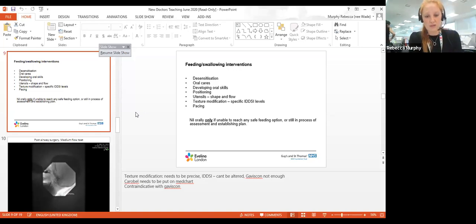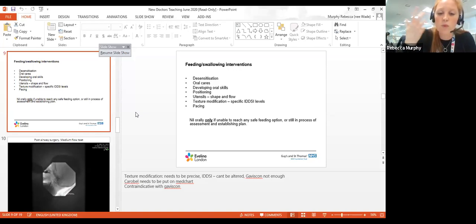Obviously, we get involved in oral cares, particularly for those who've been intubated for a long time and are not having milk, which we know can keep the mouth nice and clean, particularly breast milk. We can do oral cares. There's a mouth care guideline which you can find on the intranet. And then we support in developing oral skills through non-nutritive sucking, suck training, etc.